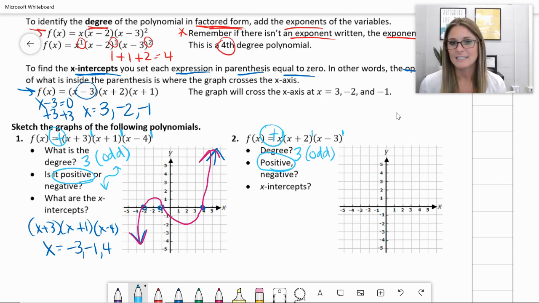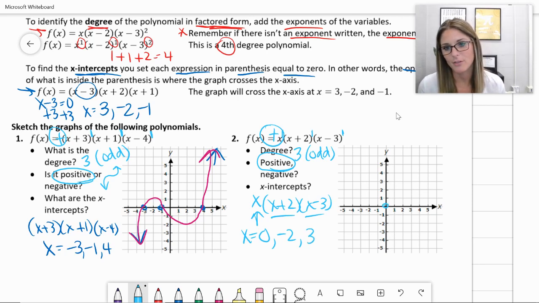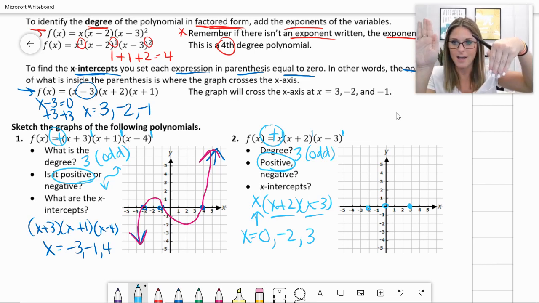And then identify my x-intercepts. It was x times x plus 2 and x minus 3. On the notes, it said you could take each factor and set them equal to 0. That x represents a 0 x-intercept. Don't forget him. He's important. The x plus 2 gives me a negative 2, and x minus 3 gives me positive 3. Let me graph those. Those are my x-intercepts. I know that I'm a positive odd.